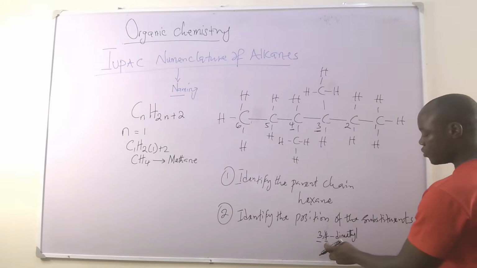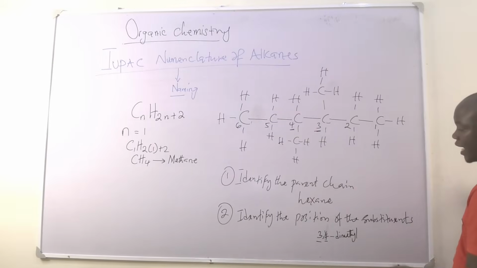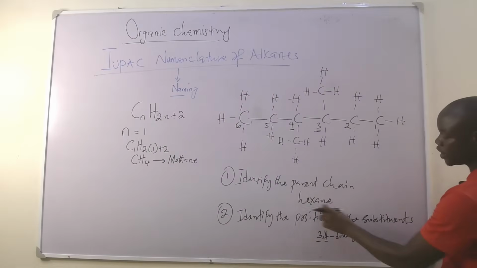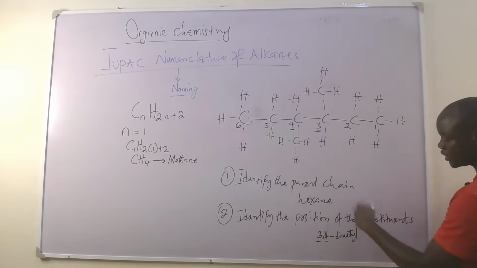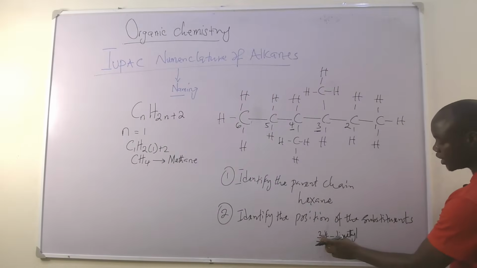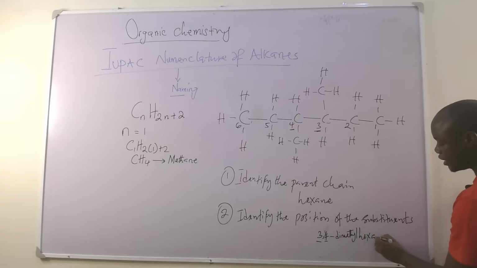So I have 3,4 dimethyl. The longest carbon chain here is hexane. So we can leave it as 3,4 dimethyl hexane.